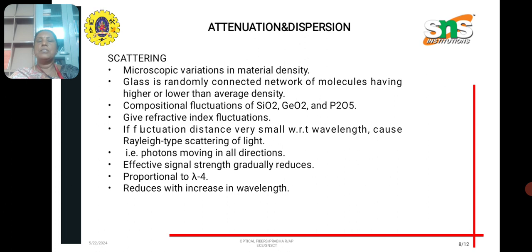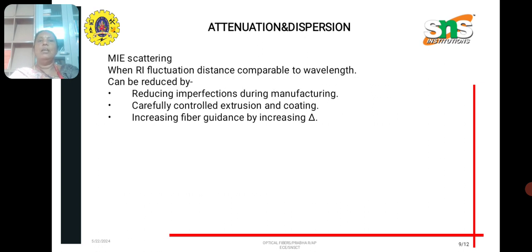If the fluctuation distance is very small with respect to wavelength, it causes Rayleigh type scattering of light. In Rayleigh type scattering, photons move in all directions, and the signal strength gradually reduces, and it is proportional to lambda power minus 4, so that we can say scattering reduces with an increase in wavelength. And another type of scattering is called Mie scattering.